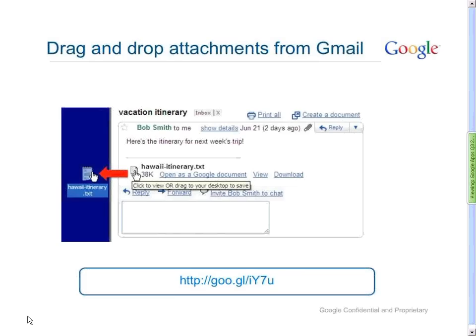The next thing I wanted to tell you about is the ability to drag and drop attachments from Gmail. So you may be familiar with the ability to drag and drop attachments into Gmail when you're composing a new message. And this quarter we launched this nifty feature. When you're using Google Chrome, if you receive an email that has an attachment in it, you can just click on the attachment and drag it onto your desktop.